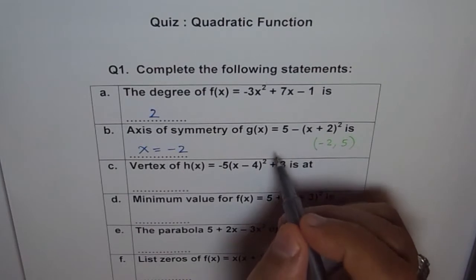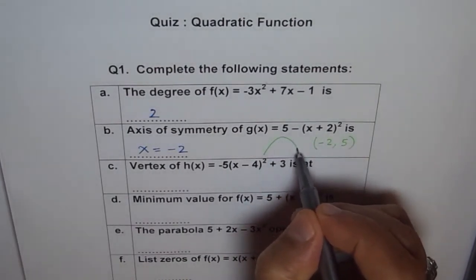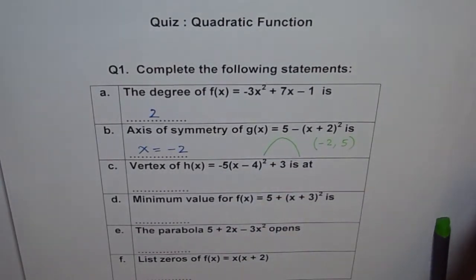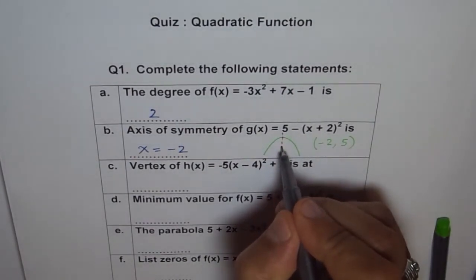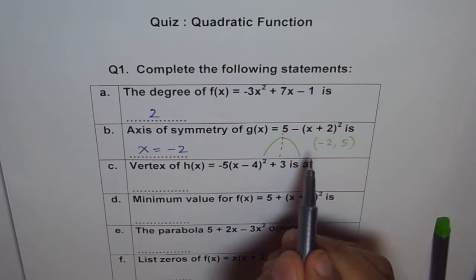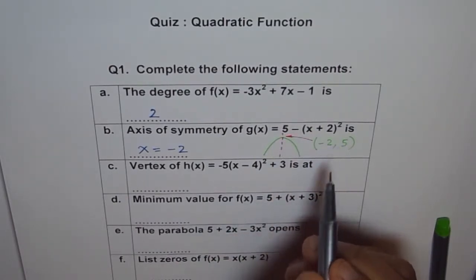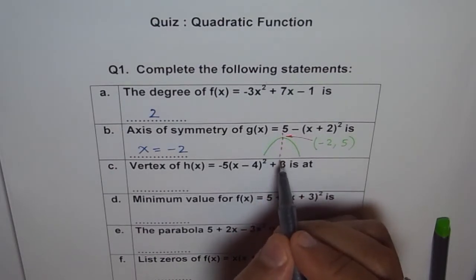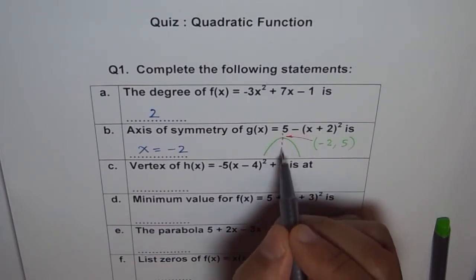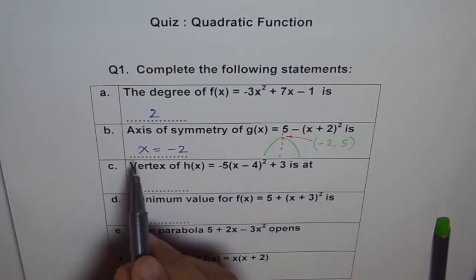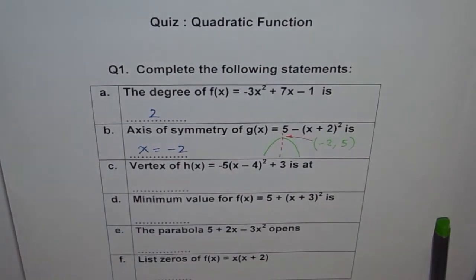Because this function could be drawn like this kind of. Do you see that? And the vertex, that point vertex is minus 2, 5. And the line which goes through it, the vertical line which goes through it is called the axis of symmetry. And the equation of this vertical line is x equals minus 2. And that is expected in the answer.